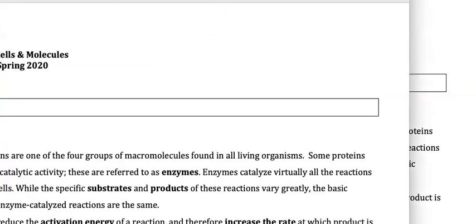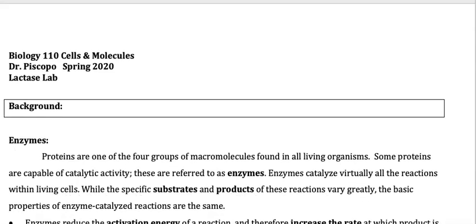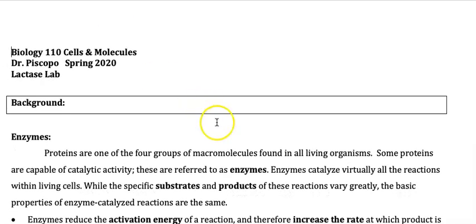So this is the handout that we'll be essentially going through together today, again in a virtual version of our laboratory exercise. What I'd like you to do is pause the video for a moment, download the handout on your computer, and save it, because there will come a point in the video where you'll need to answer some questions directly on this handout.